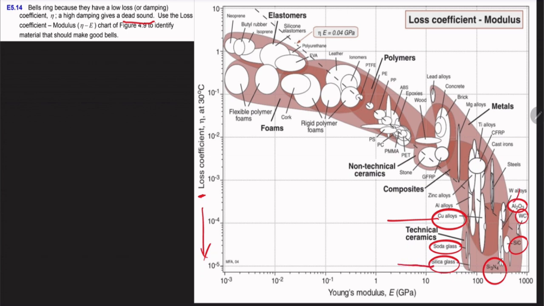Silica glass or alumina or any of these materials is good for the answer to this question. Any of these materials has low damping. But traditionally you can see that copper alloys are the best material for bell production. So this is your answer for this question. Let's move on to the next one.